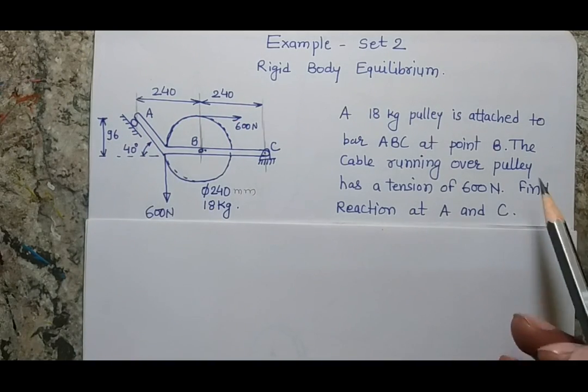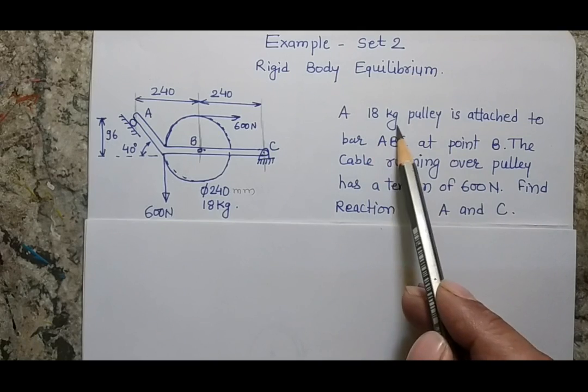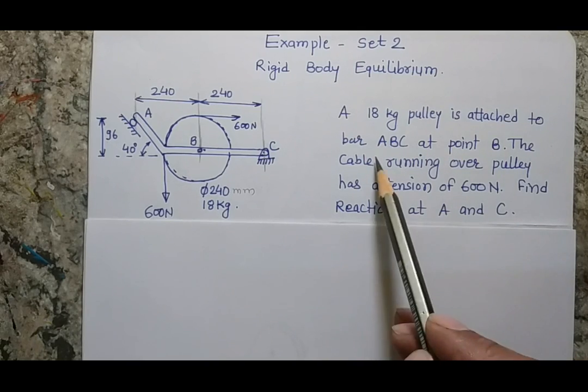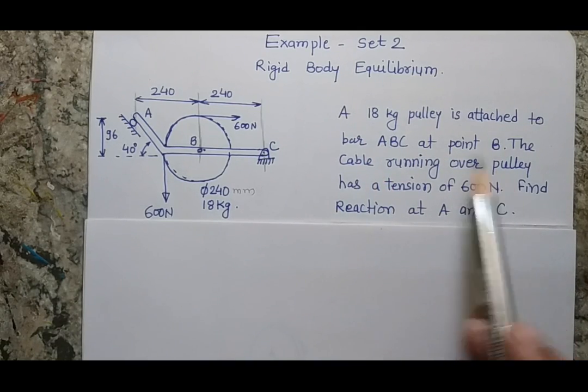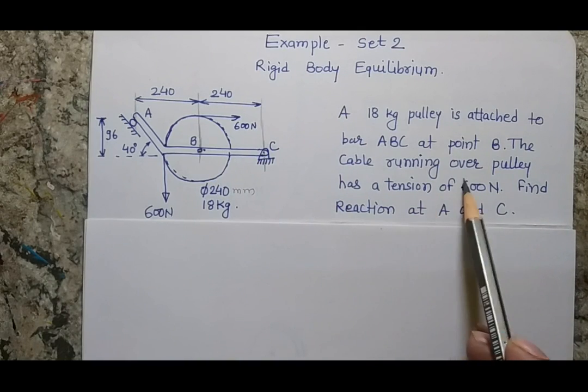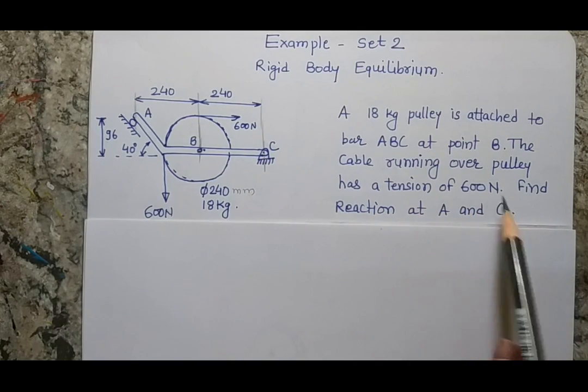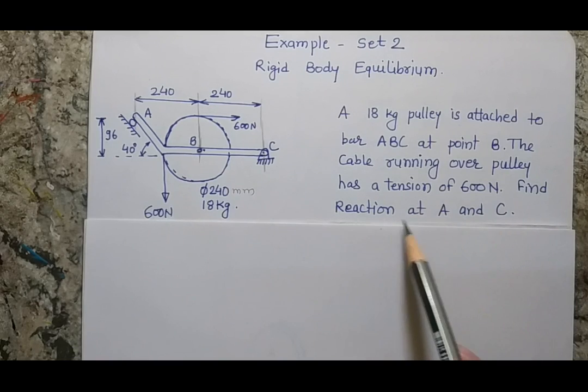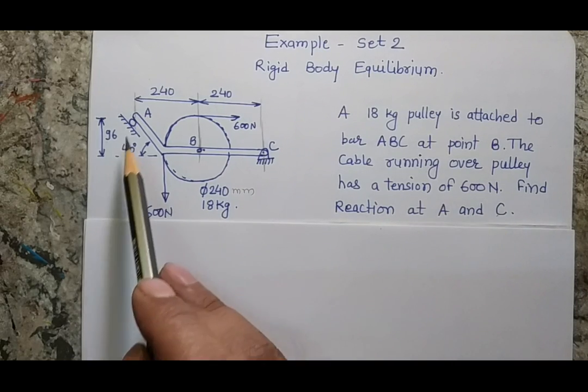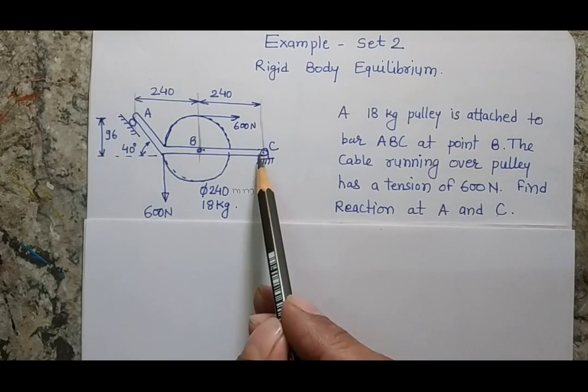Now let's read the question. An 18 kilogram pulley is attached to a bar ABC at point B. The cable running over the pulley has a tension of 600 Newton. Find the reaction at A and C. So we have to find the reactions at point A and at point C.